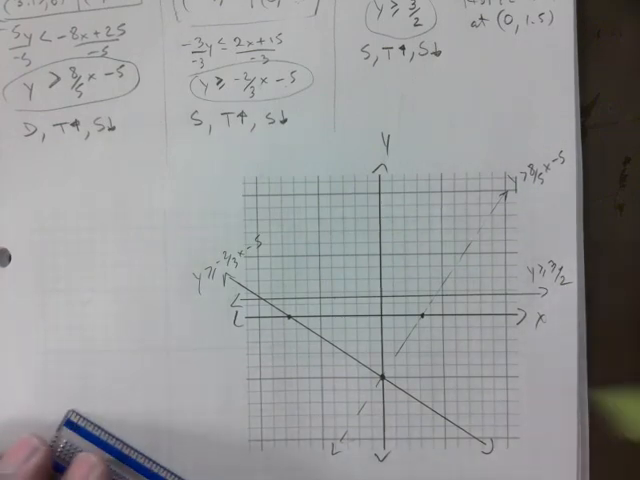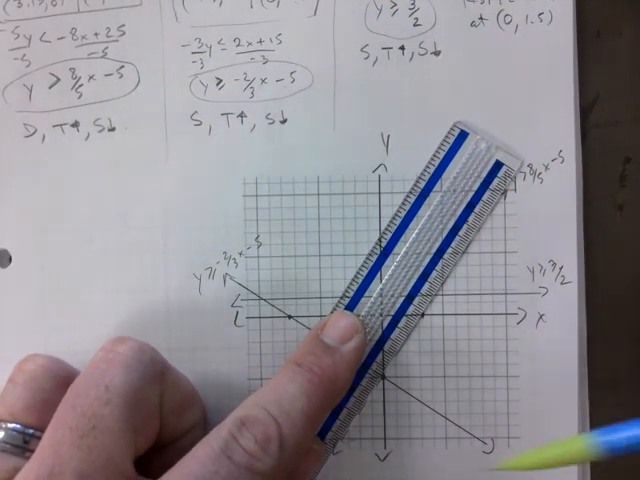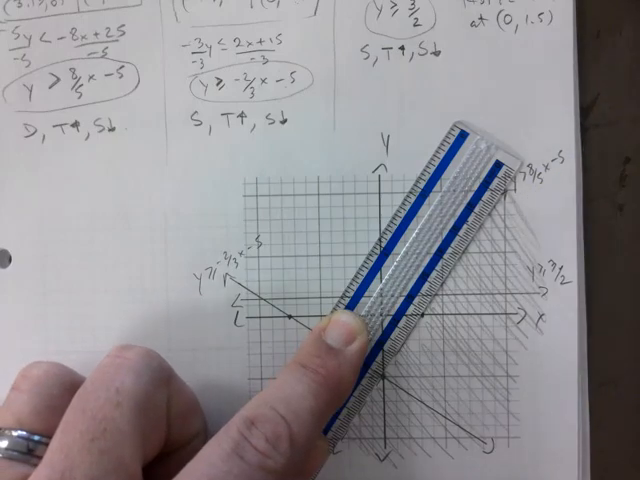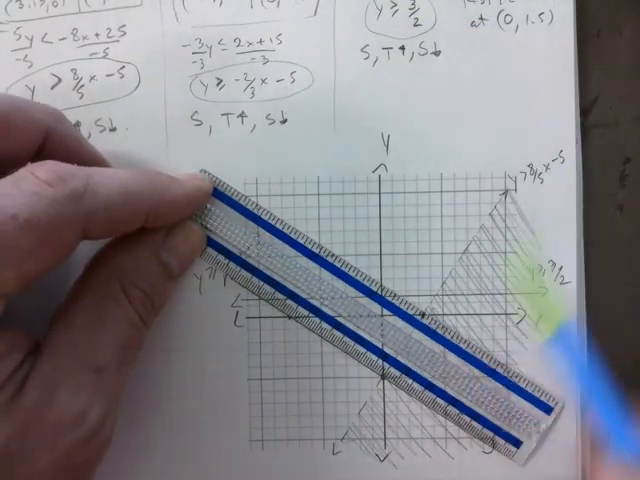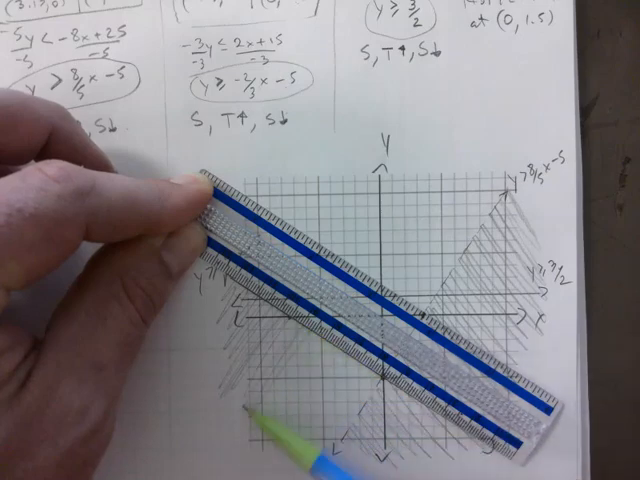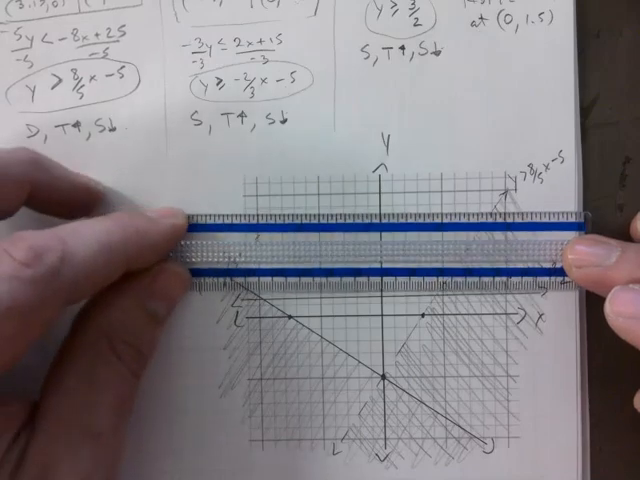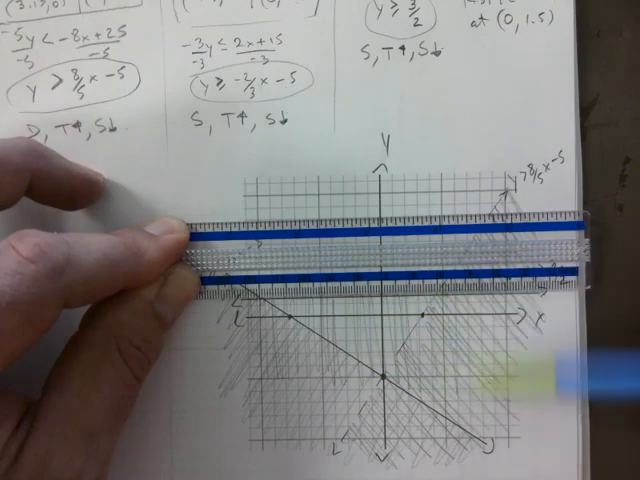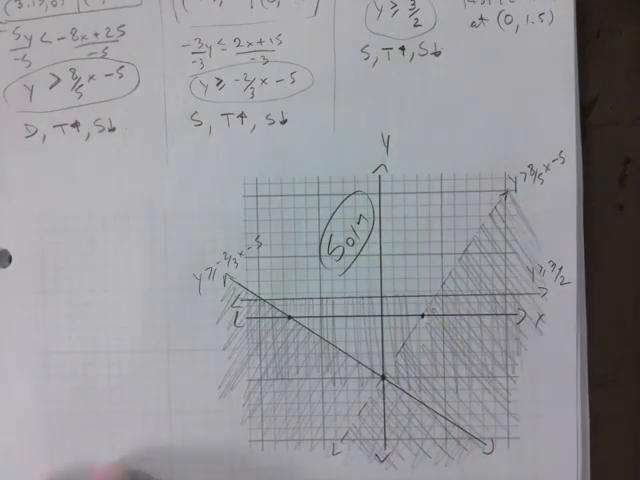All right, now the shading part. The first line, this one, I shade below. Then you shade below as well for this one. So that's all gone. What about the last one? Also shade below. So you go to your horizontal, this one, and you shade below that one. So this is your solution region.